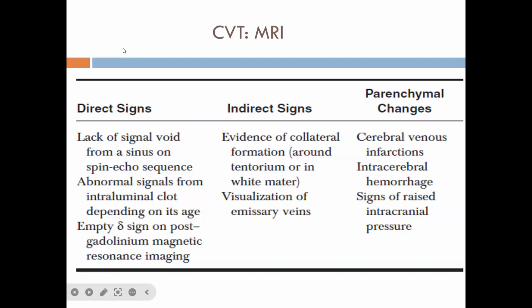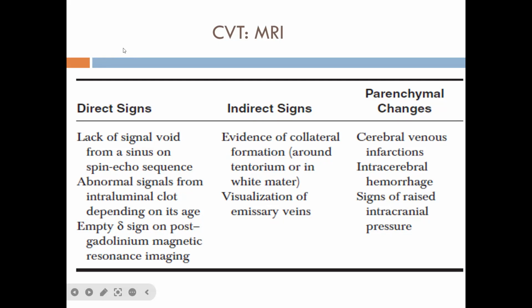In cortical vein thrombosis, MRI findings include, as I told earlier, lack of flow void, and second, the intraluminal clot will appear as an abnormal signal. And in contrast, again, you can see the empty delta sign as in your CT scan also. And an indirect sign: due to the blockage by the thrombus, it will lead to collateral formation. This can be seen on the venogram.